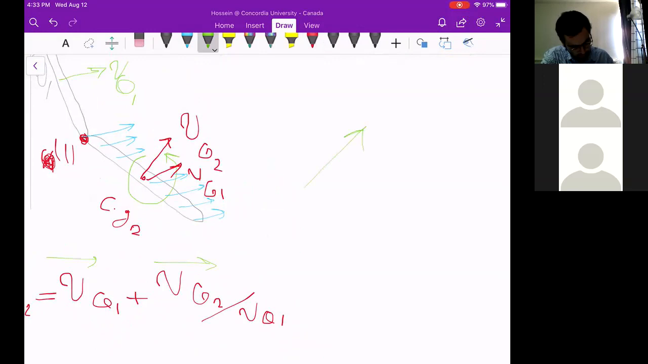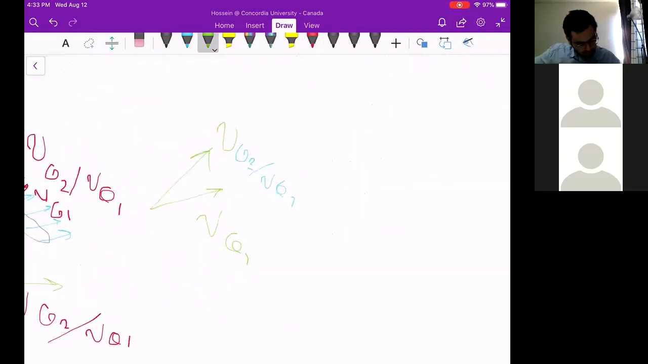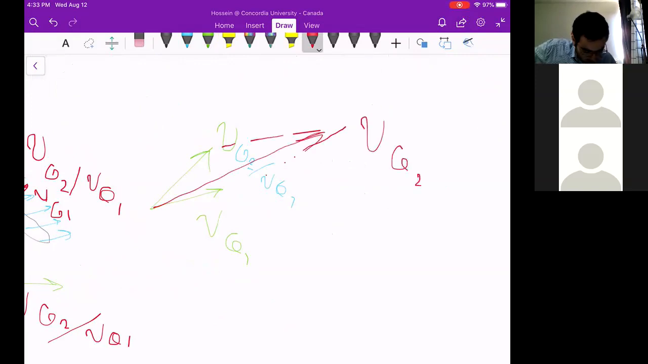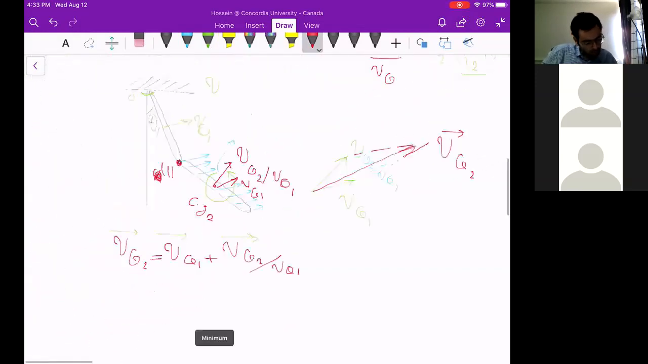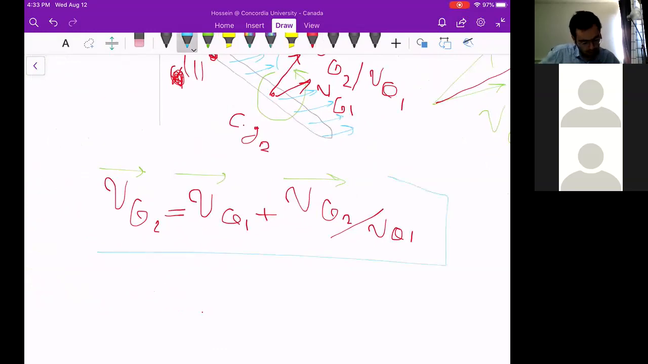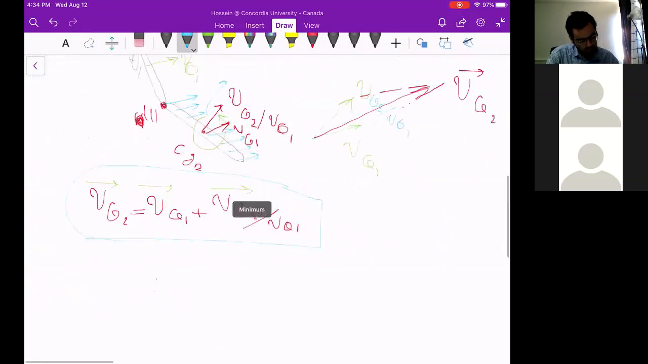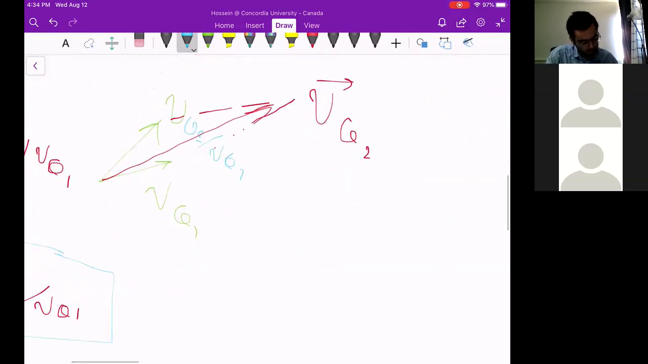I should have written like this. This one basically is VG2 with respect to VG1. This is okay. VG2 with respect to VG1, and this is basically VG1. So VG2 is the summation of the two. You have to write this in the exam. You have to write the vector formulation, and you could draw this figure, and then you can apply the formula.